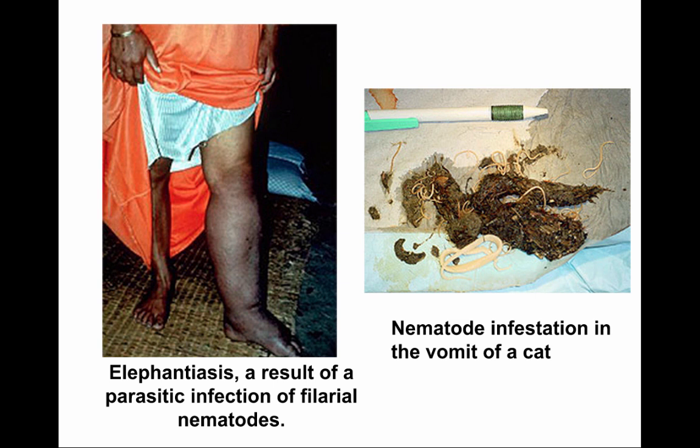On the left, you can see elephantiasis. This is a nematode parasite that is blocking the lymph system and allowing fluid to accumulate. On the right, you see cat parasites. These nematodes have been expelled in the vomit after some medication has been administered to the cat.